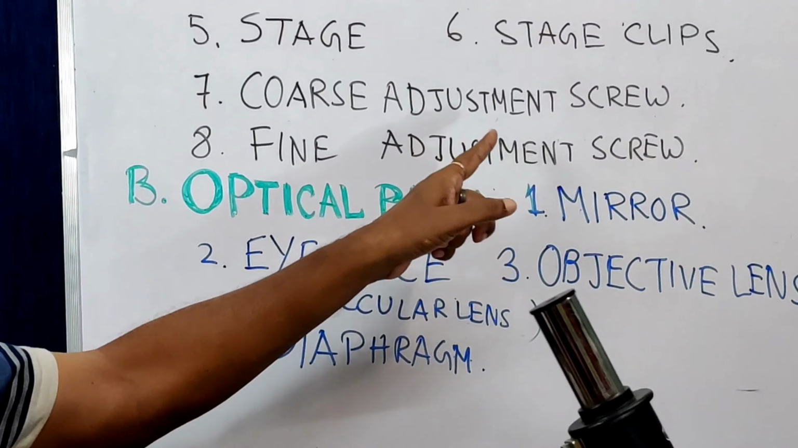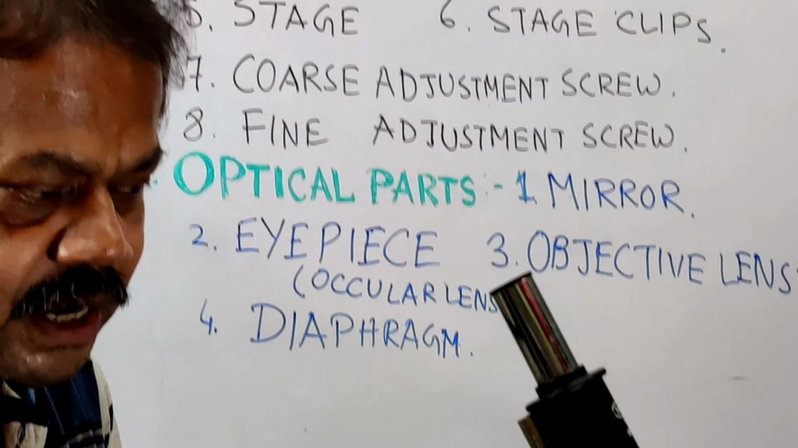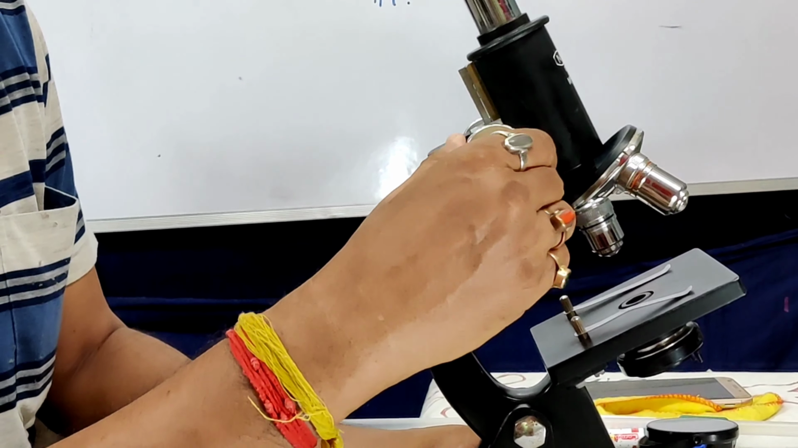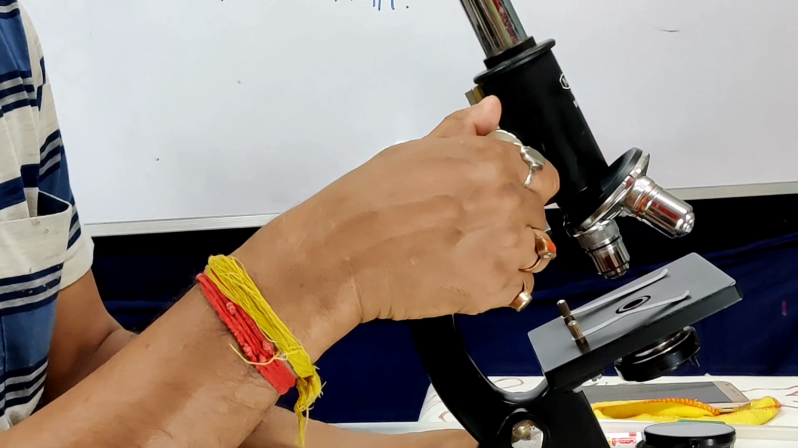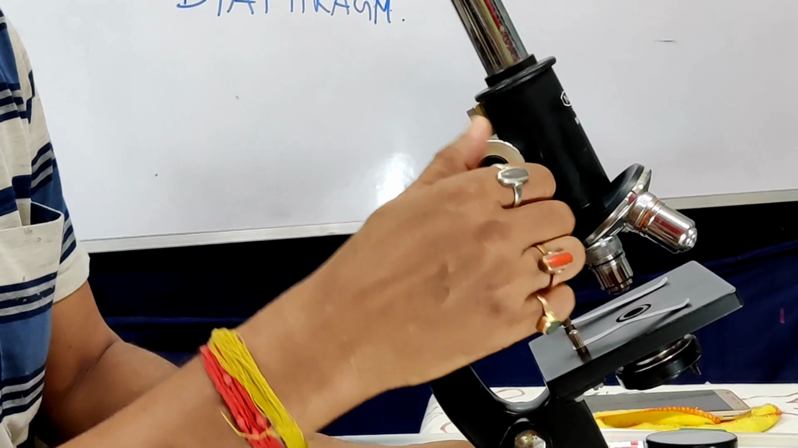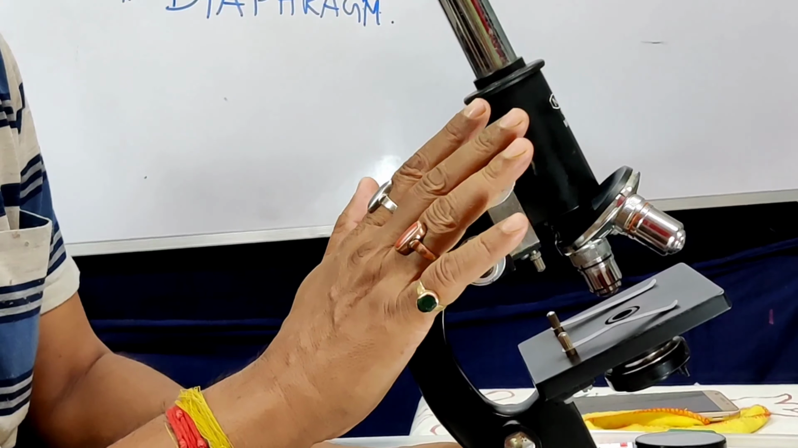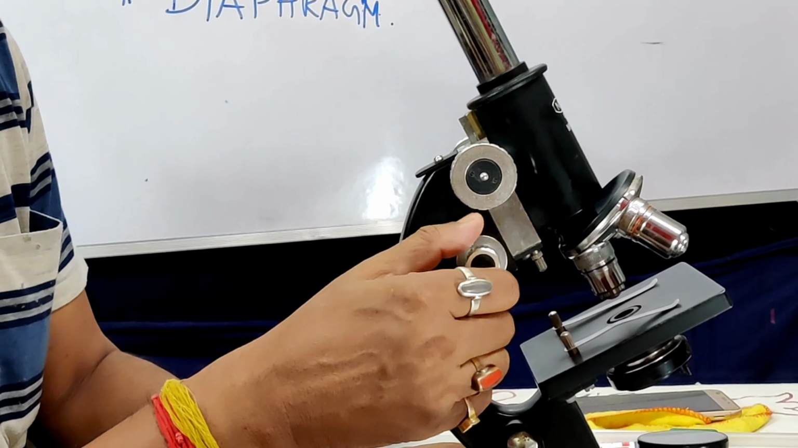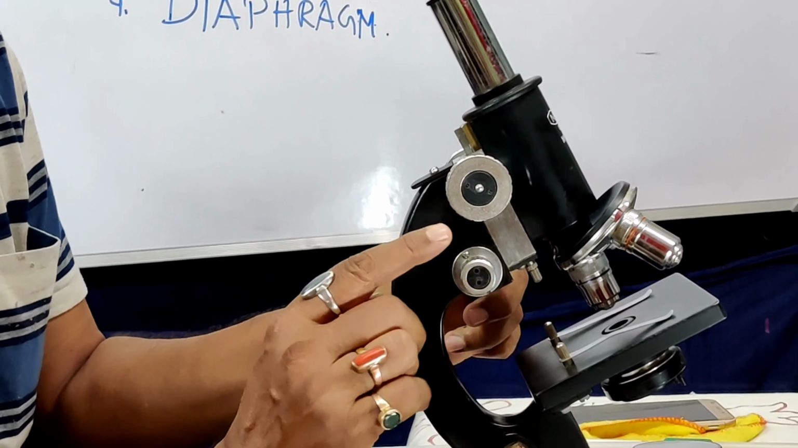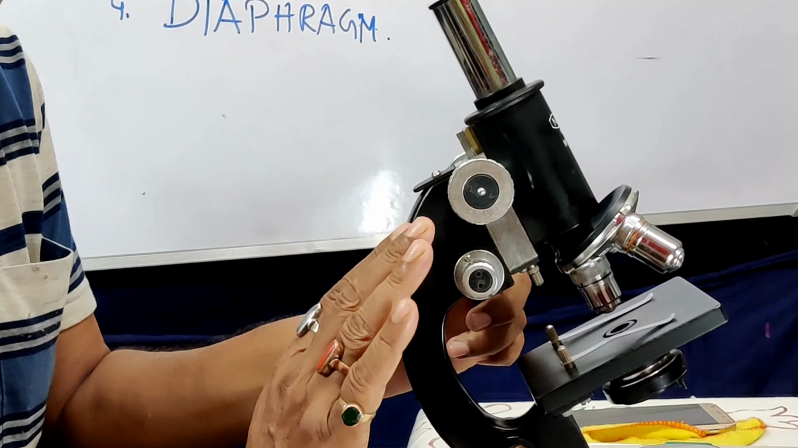Next comes the coarse adjustment screw and the fine adjustment screw. This one is the coarse or rough adjustment screw, by which we can move the body tube up and down to bring the material into focus of the lens. After focusing with the rough adjustment screw, we have to use the fine adjustment screw. This fine adjustment screw is helpful to see the thing clearly.